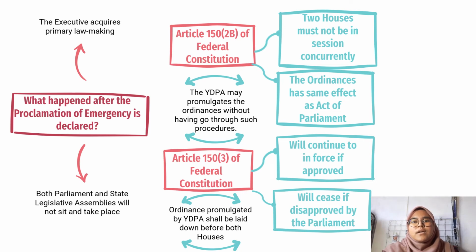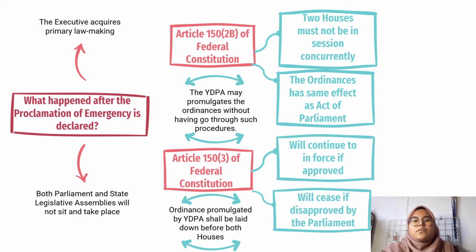The ordinance itself is an extra-parliamentary measure and requires no procedures and no votes in parliament. The Agong's power to promulgate can be exercised under two conditions: one, there is a proclamation of emergency, and two, the two houses must not be in session concurrently. The Ordinance 2021 shall have the same force and effect as an Act of Parliament until it is revoked or annulled by both Houses of Parliament, or until it lapses at the expiration of 6 months beginning with the date of cessation of the proclamation of emergency.